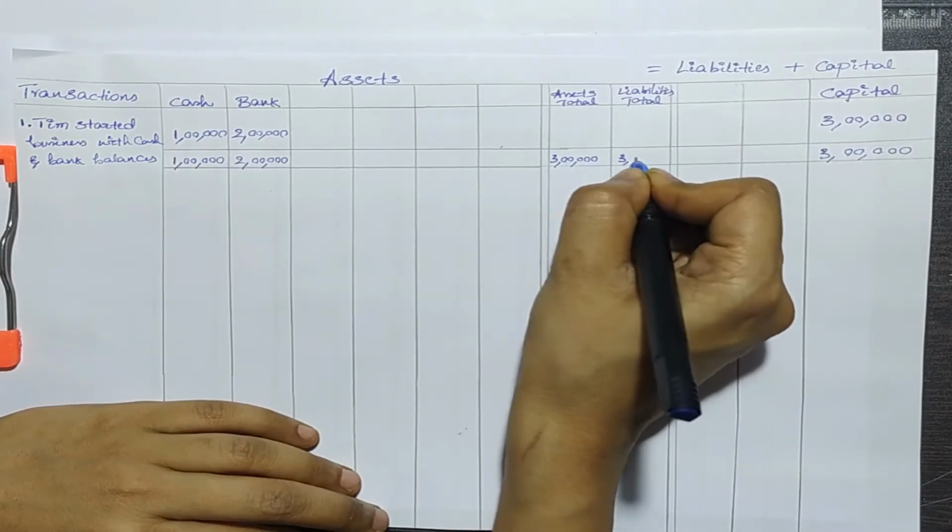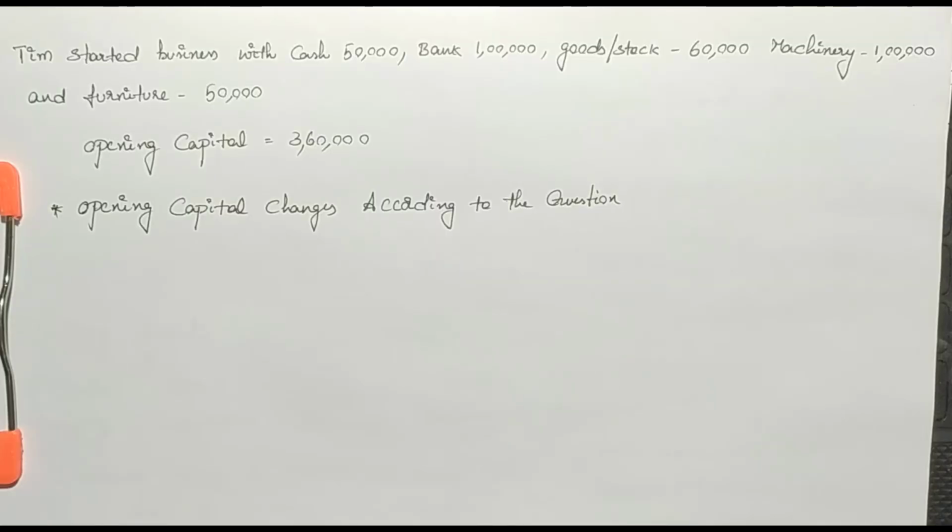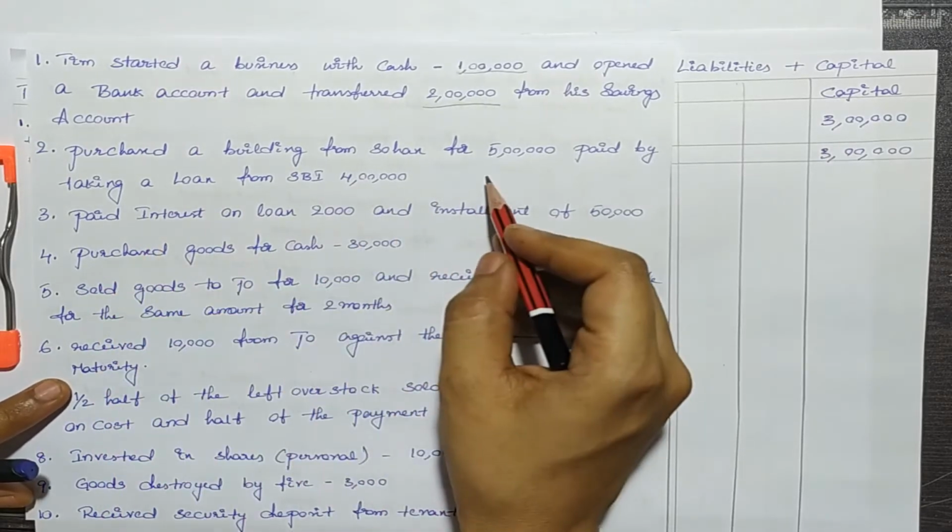Asset side total is 3 lakh and liability side total is 3 lakh. These total columns I have included only for explanation purpose. If we notice, in this transaction we only have cash and bank balance as opening balance. In case the question states Tim has started business with cash 50,000, bank 1 lakh, goods 60,000, machinery 1 lakh and furniture 50,000, then the capital would be 3,60,000. Let's see our next transaction.